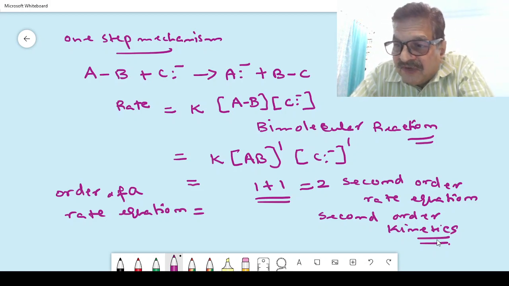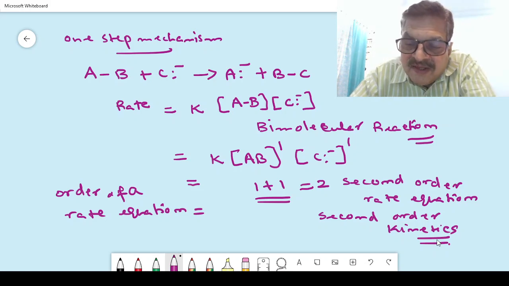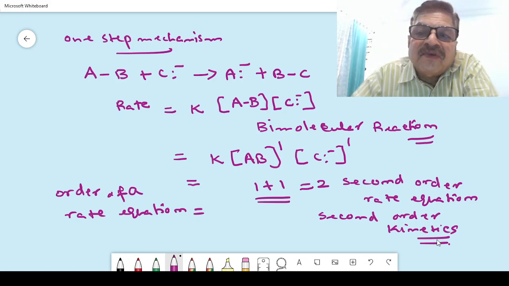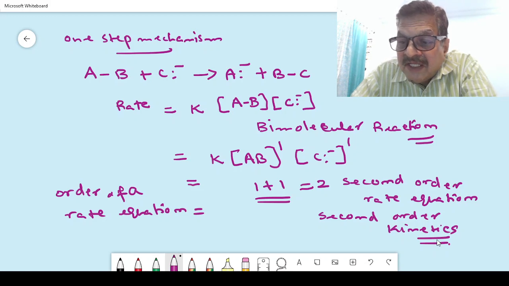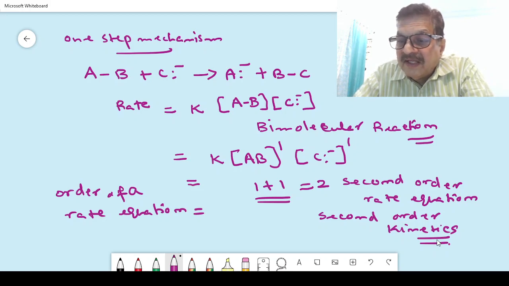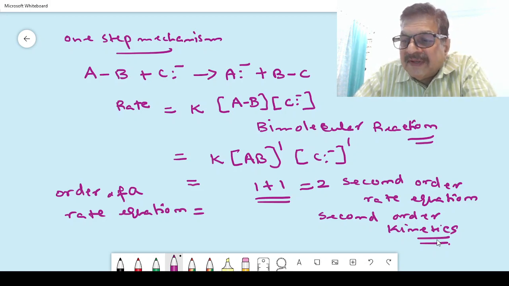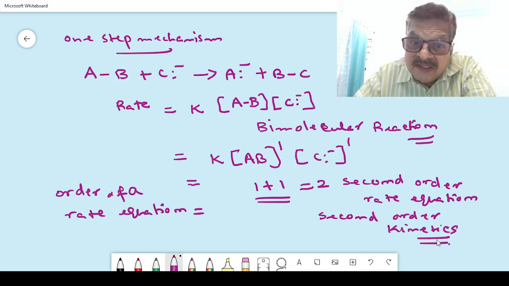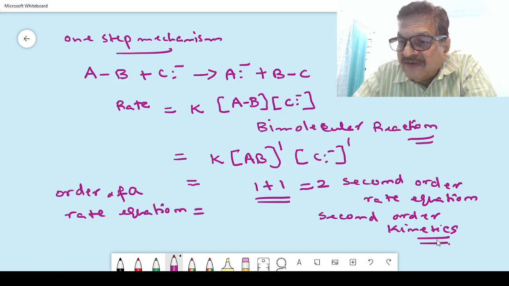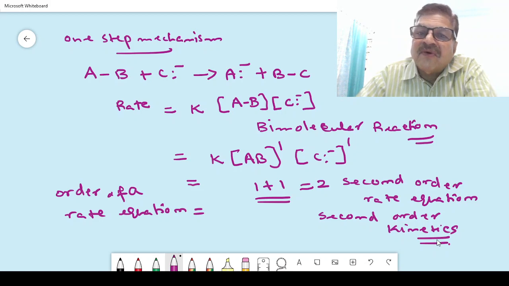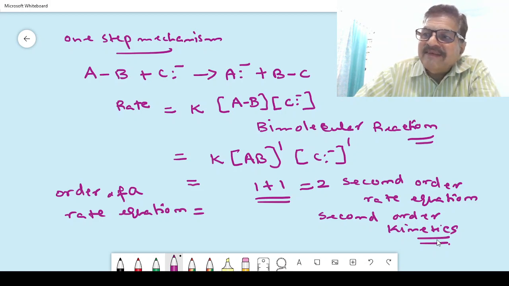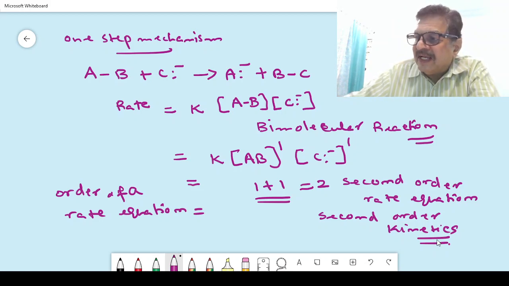That is, the two concentration terms make it second order kinetics. The rate depends upon the concentrations of both the reactants. Now, doubling the concentration of either of these reactants, either AB or C, in that case the rate of the reaction will be doubled. Now, if you double the concentrations of both the reactants, both AB and C, it will increase the reaction rate 4 times. Correct. That is the situation in the one-step mechanism here.